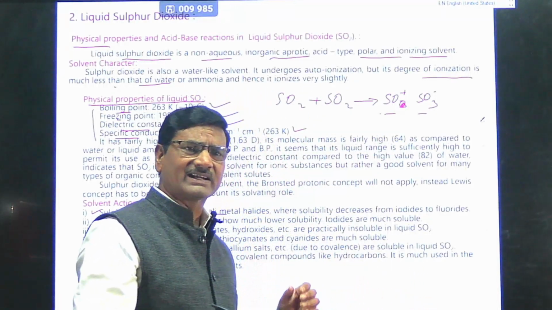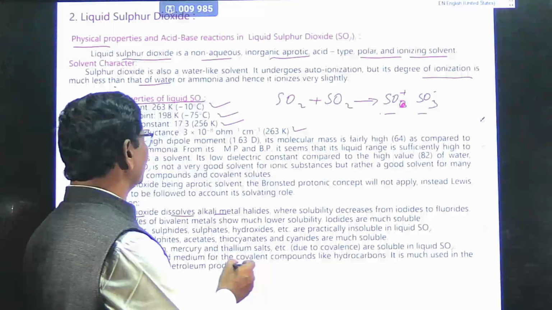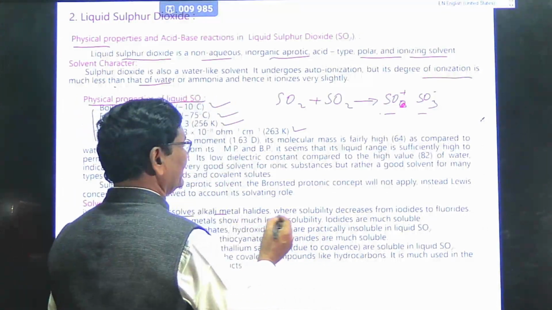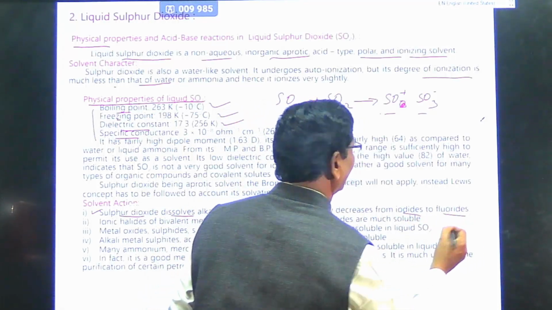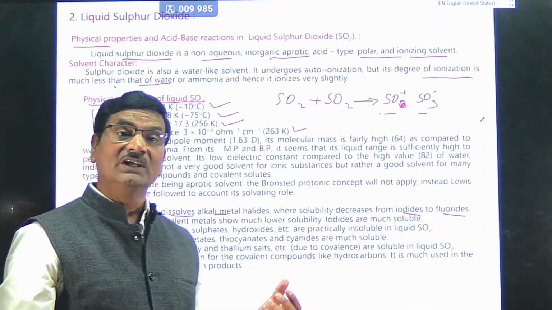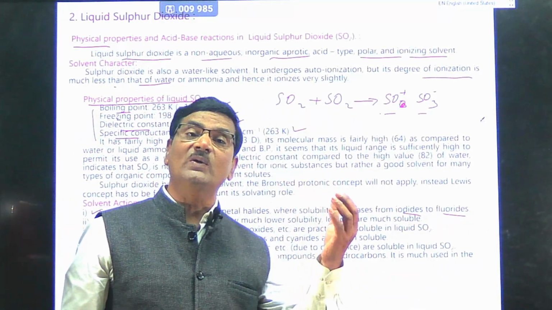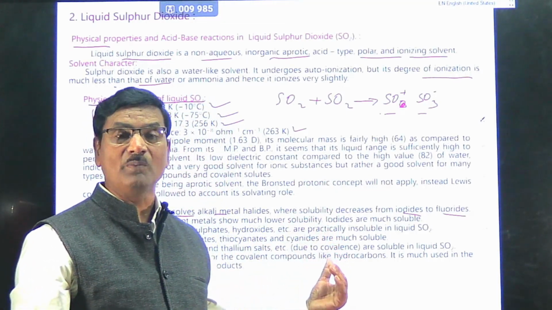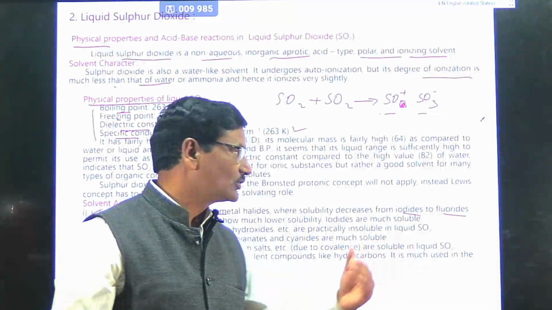When halide reacts with the alkali metal, the salt which is formed, its solubility decreases from iodide to fluoride, I minus to fluoride, because electronegativity increases from iodine to fluorine, but the solubility decreases from the iodide salt to the fluoride salt.